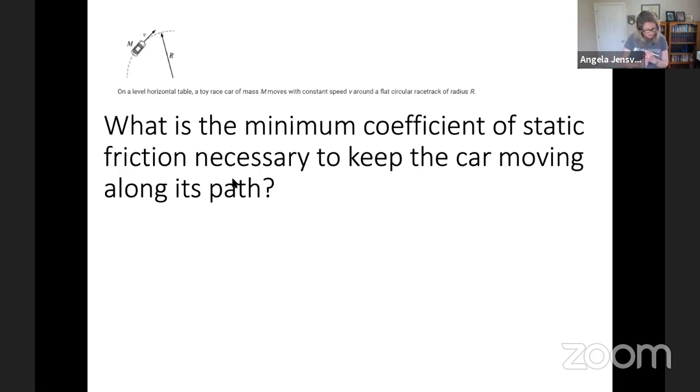What's the minimum coefficient of static friction to keep this car moving?